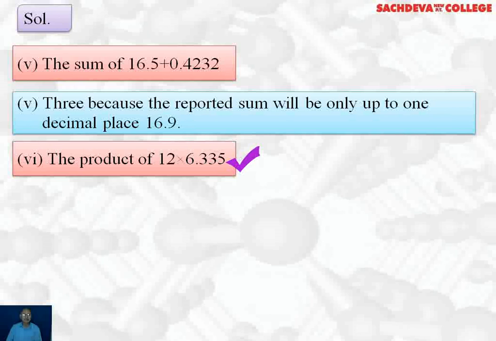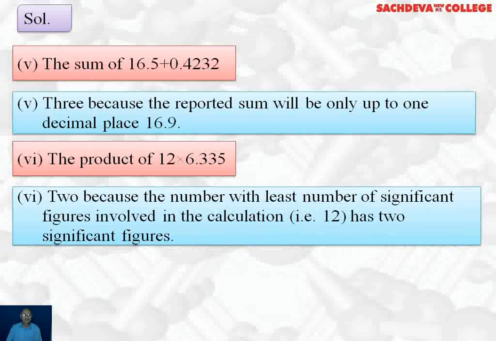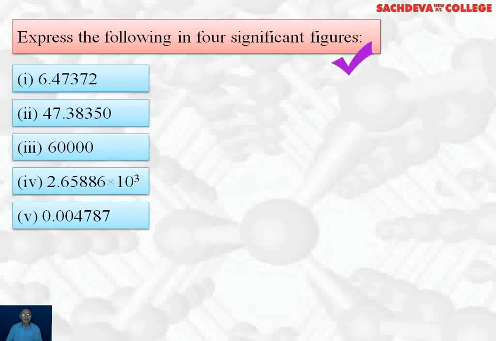The product: the same rules apply in multiplication. When you take the product of 12 into 6.335, the answer will be taken in two significant figures, because the number with the least number of significant figures involved in the calculation is 12, which has two significant figures. Express the following in four significant figures.